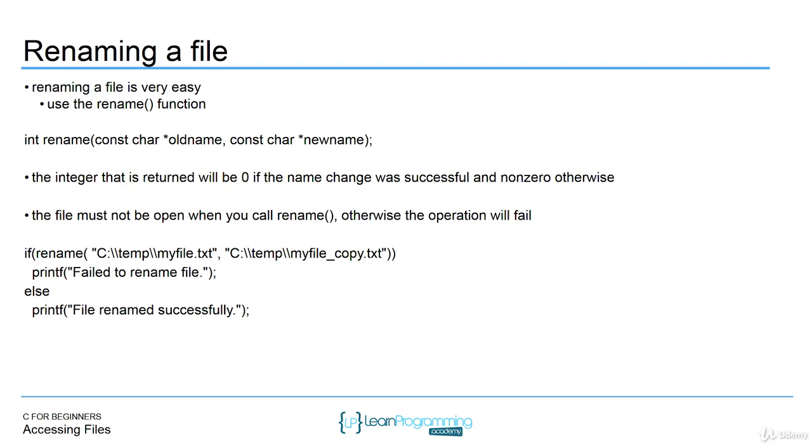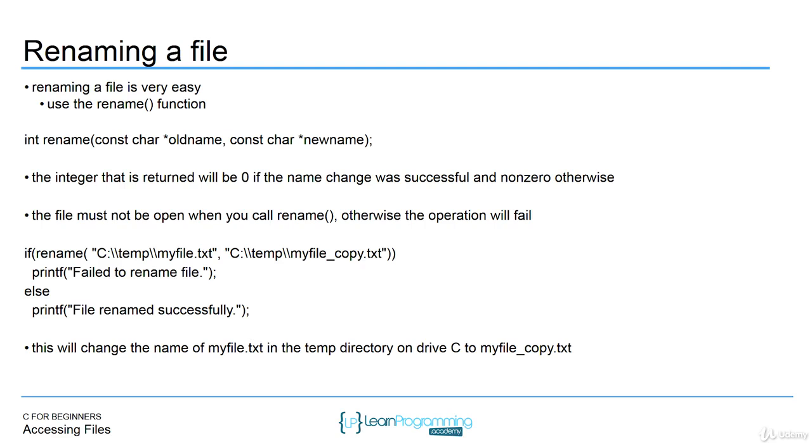And so here we're renaming a myfile.txt located in the temp directory. We rename it to myfile_copy.txt in the temp directory. And if that is not equal to 1, it will fail. We just print out an output that says it failed. Otherwise, we print out successful. This is going to change the name of myfile.txt in the temp directory to myfile_copy. If the file path is incorrect or the file does not exist, it's not going to be able to rename.